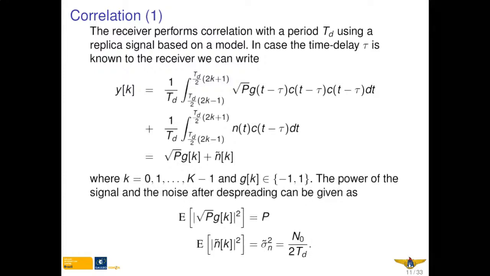The power of the signal and the noise after despreading, so after correlation, can be given as follows. We can calculate the expectation of the correlation result and arrive at the signal power, and we can also calculate the expectation of the absolute square of the noise term and arrive at the noise power, which is N0 over 2 Td. With this, we can calculate the signal-to-noise ratio after despreading or correlation.